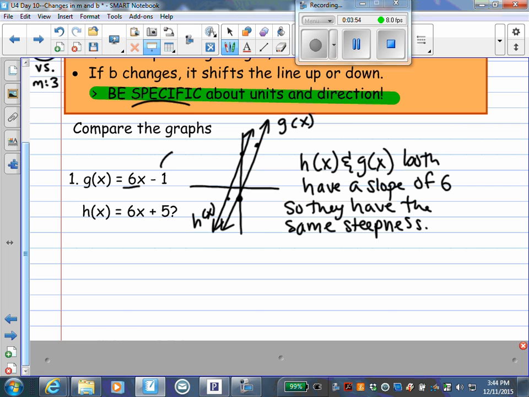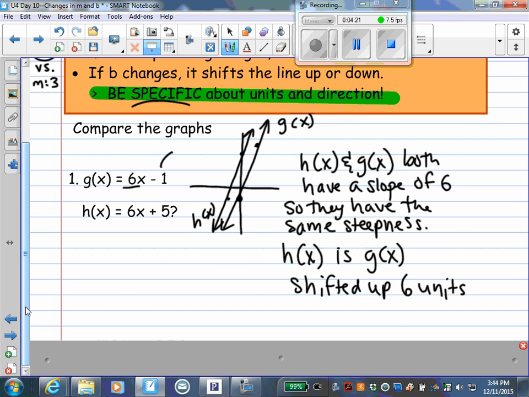The difference is what their y-intercept is, and the way we talk about that is that g of x, if I just shifted it up 6 units, it would actually land right on h of x. So we could say h of x is g of x shifted up 6 units. So I have the direction and I have the number of units.